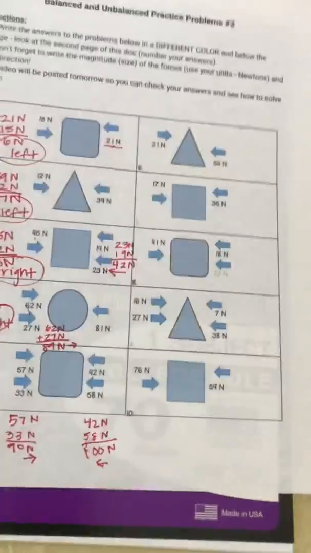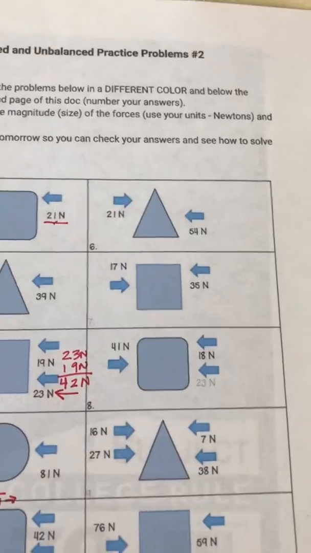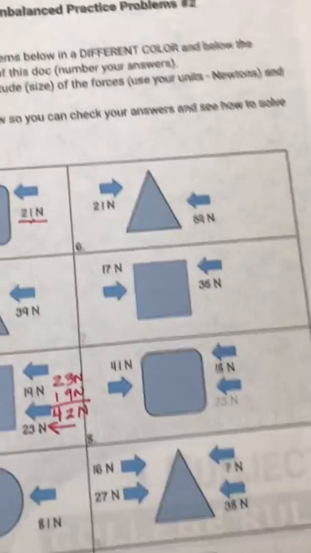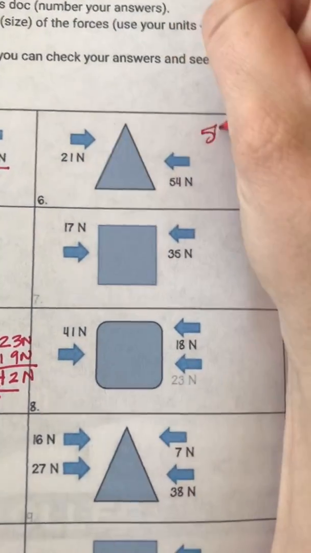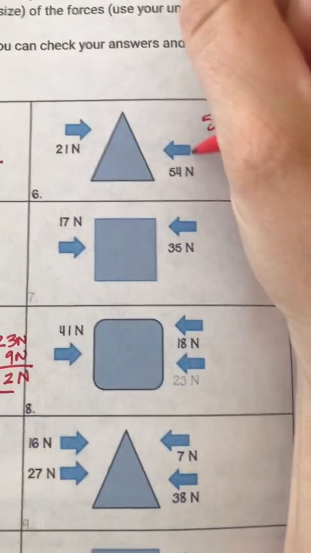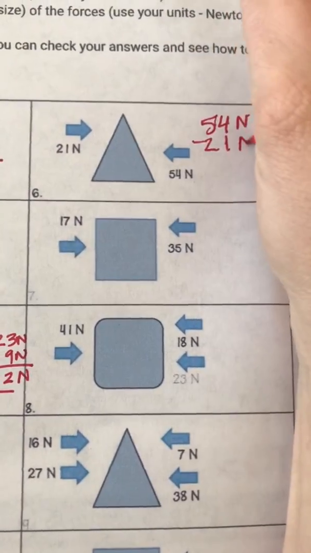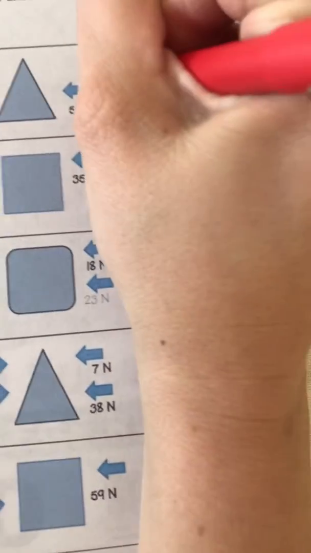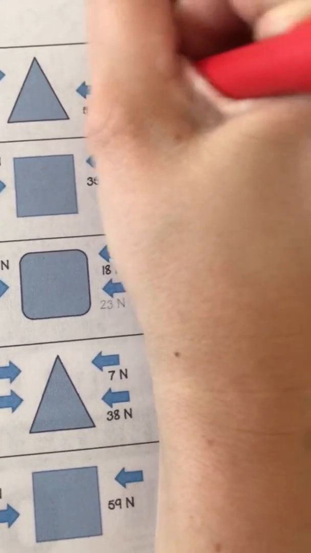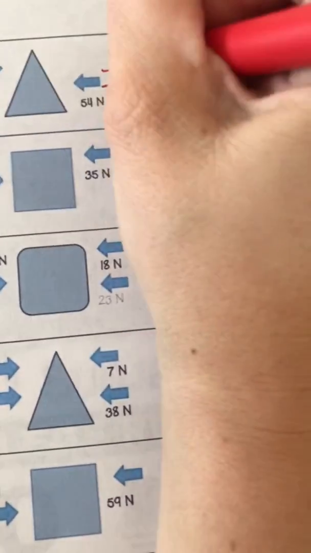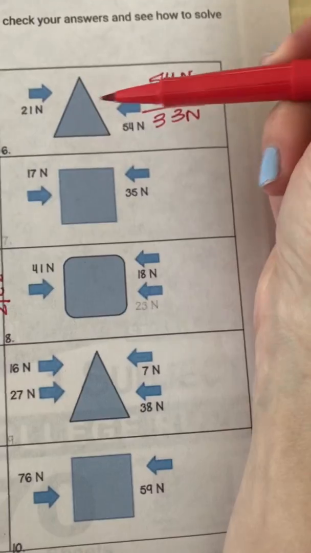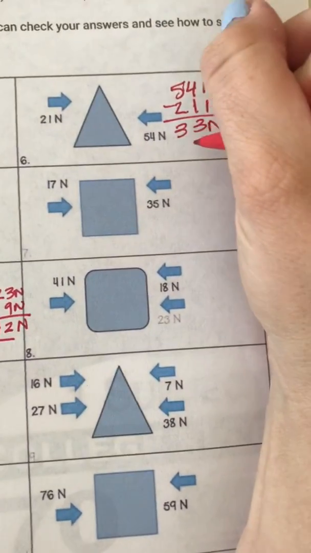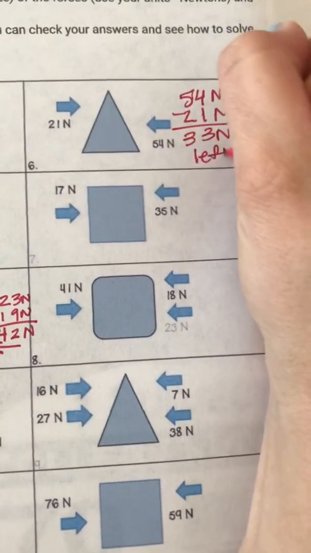Okay. There are 5 other problems over here. Woo! Okay. I have 54 newtons going to the right, and 21 going to the left. So I'm going to start writing 54 newtons minus 21 newtons equals 33 newtons, and it's going to be going to the right. Or no, the left, sorry, it's on the right, going to the left.